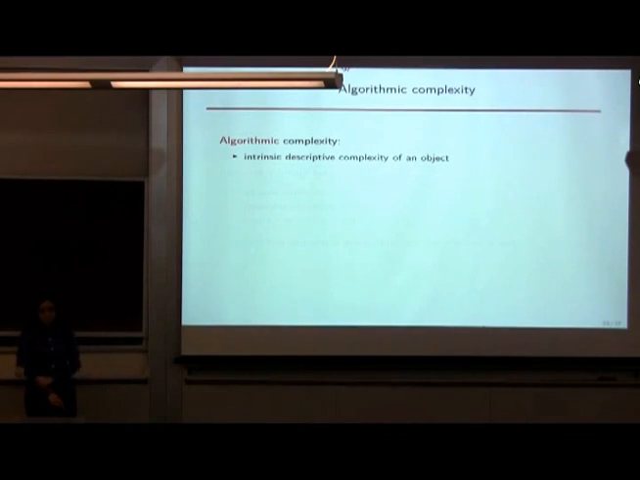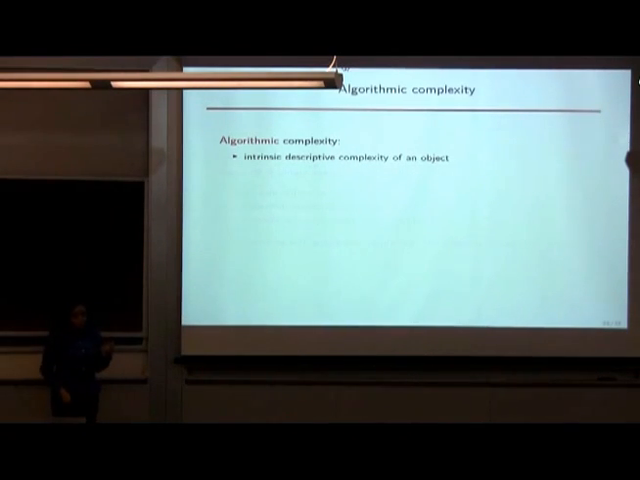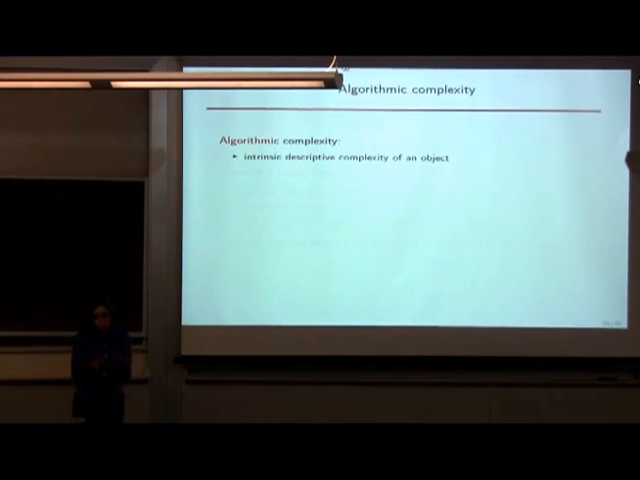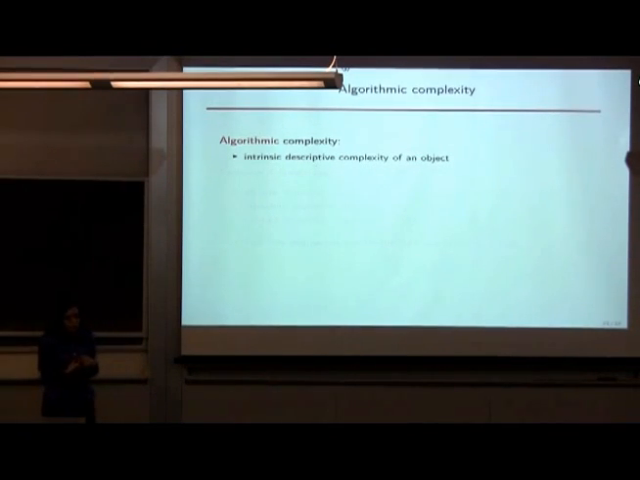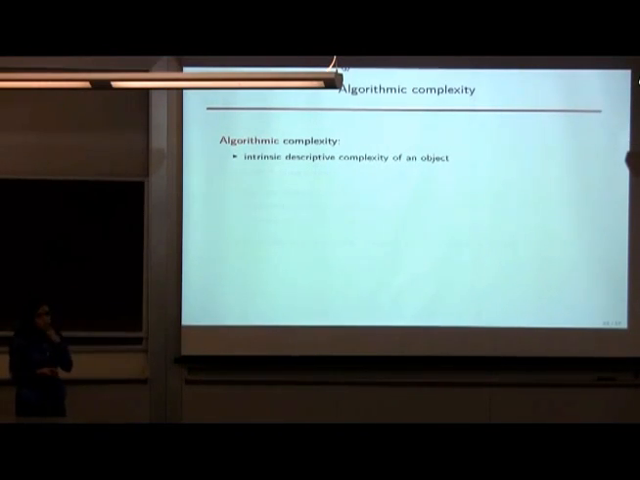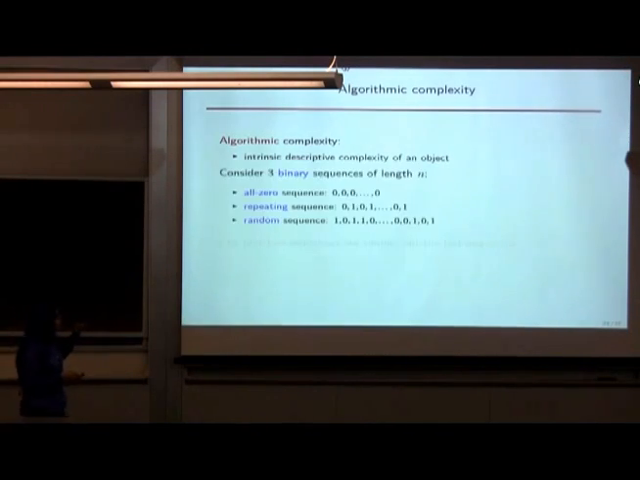In compressed sensing, in most cases, we model the signal as a deterministic signal. It doesn't come from a probabilistic distribution. Measuring the complexity of deterministic signals has been studied in algorithmic complexity theory. The algorithmic complexity of an object is its intrinsic descriptive complexity. It's a complicated term, but let me define it through an example.